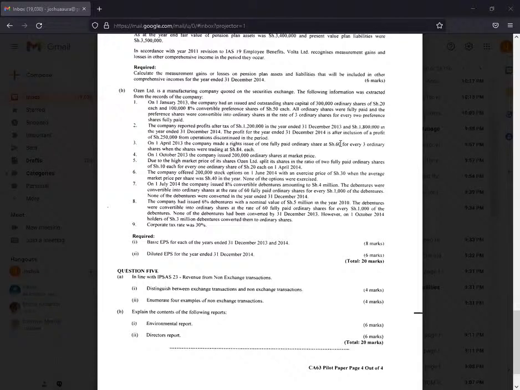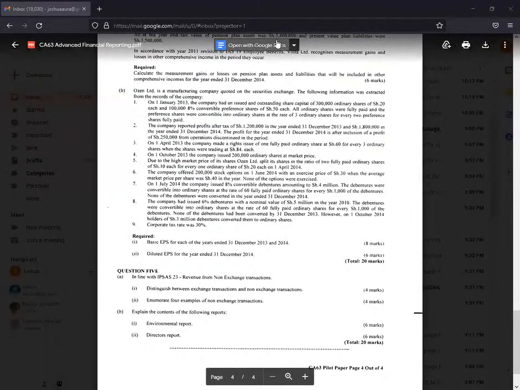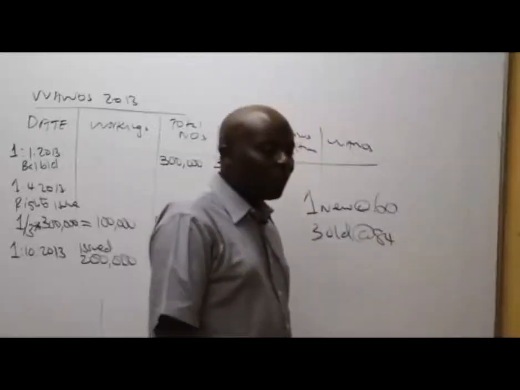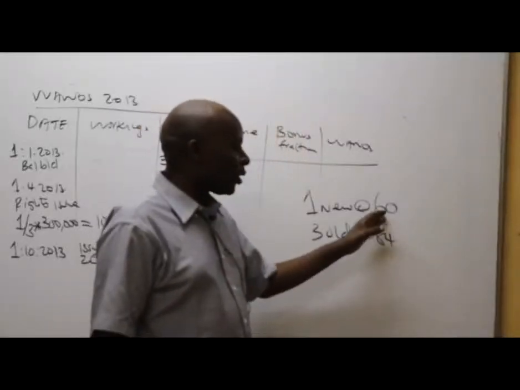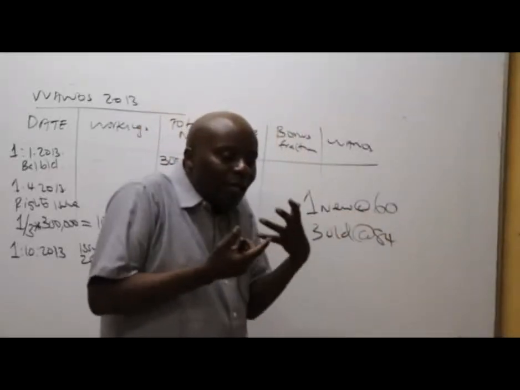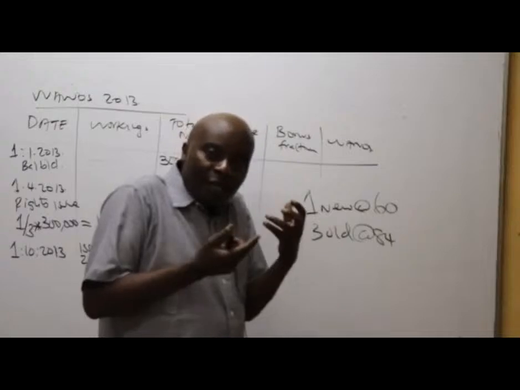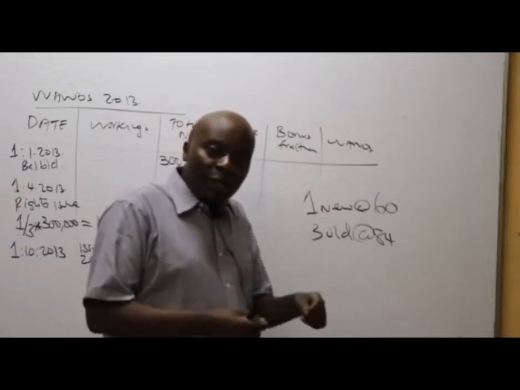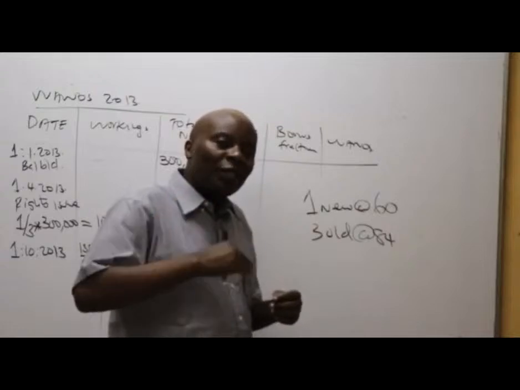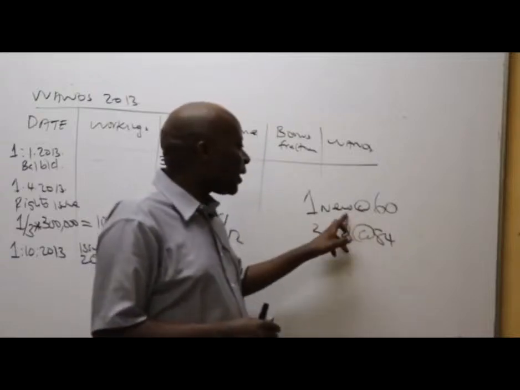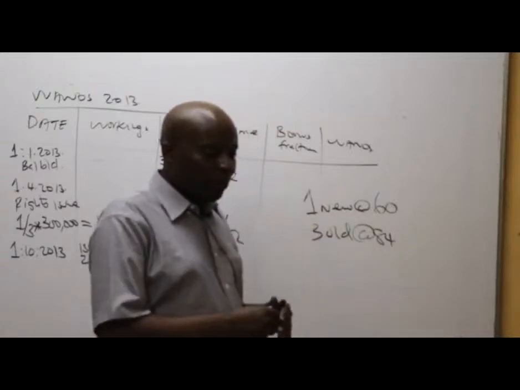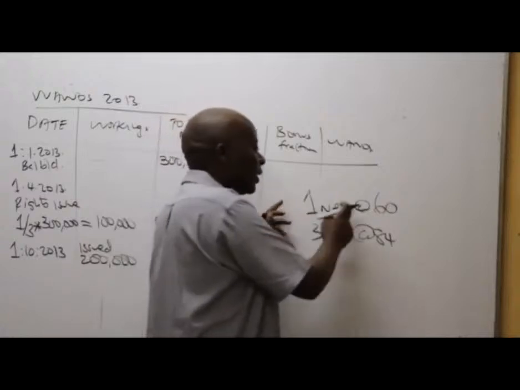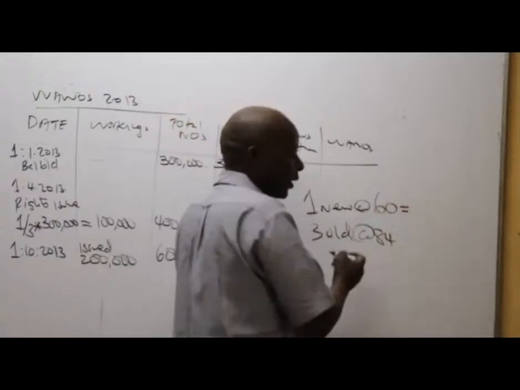Then you get at this level, I've never understood why, you will find a student for whatever reason interchanges. They don't know the definition of rights. Rights issued shares, ladies and gentlemen, are those shares that are normally issued at a discounted price. The price of the right must be lower. So then 1 times 60 gives us how much here, somebody? 60.